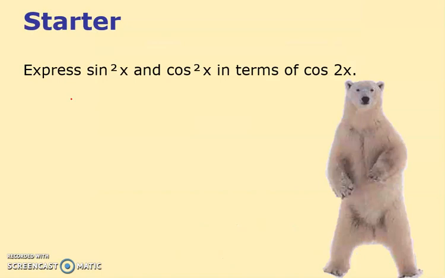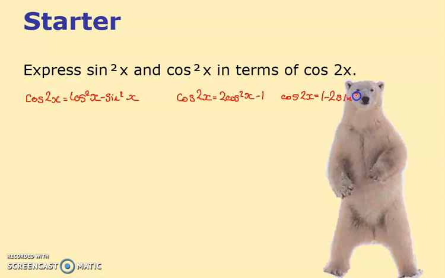The little starter, first of all: express sine squared and cos squared in terms of cos 2x. You should recall there is a formula that says cos 2x equals, well, there are three versions actually. There's cos squared x minus sine squared x. The second one is that cos 2x is 2 cos squared x minus 1. And the third version is that cos 2x is 1 minus 2 sine squared x. But either way, these second two allow us to write these in a different way.